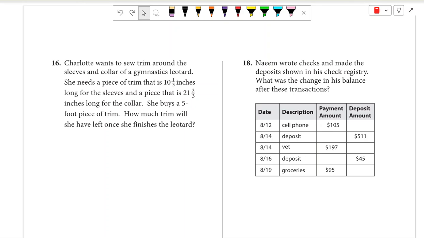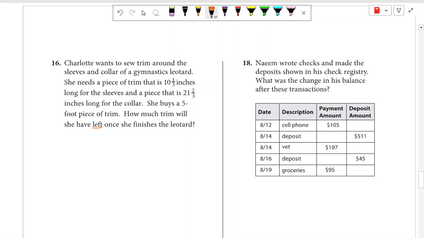Back to number 16. Charlotte wants to sew trim around the sleeves and collar of a gymnastics leotard. She needs a piece of trim that is 10 1/3 inches long for the sleeves and a piece that is 21 2/3 inches long for the collar. She buys a 5-foot piece of trim. How much trim will she have left once she finishes the leotard?